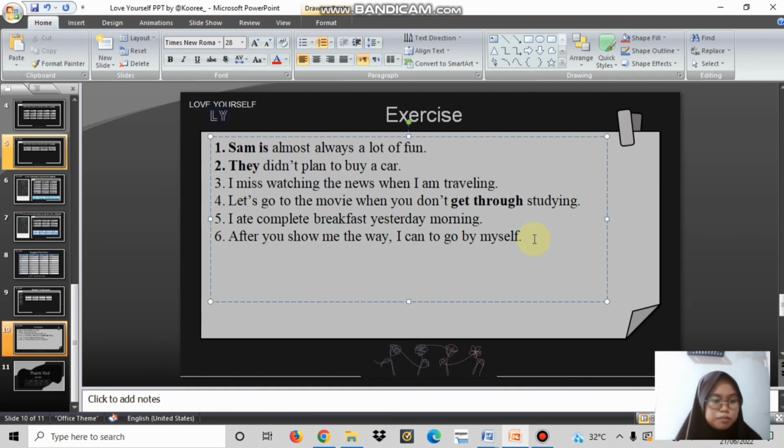Okay, the last number. After you show me the way, I can to go by myself. The last question is modal plus verb. The modal is can. And after can, no need to use to. So we omit to. Then the correct one is after you show me the way, I can go by myself, without to.